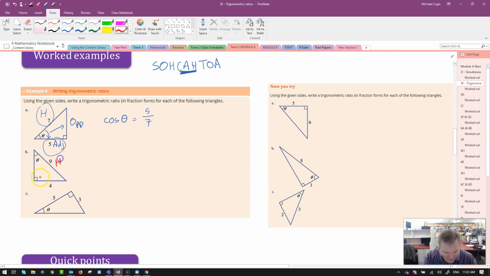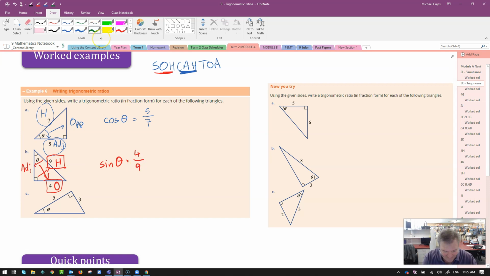Here is my hypotenuse because it's opposite the right angle. I draw another arrow opposite the angle. That's going to be the opposite side, which means the one next to it that I haven't labeled yet is the adjacent side. So this time I'm interested in an opposite side and a hypotenuse. So I go opposite and hypotenuse. That's from the SOH, sine equals opposite over hypotenuse. So I now know that I need to write the sine ratio. The sine of theta is equal to the opposite side, 4, divided by the hypotenuse, which is 9.